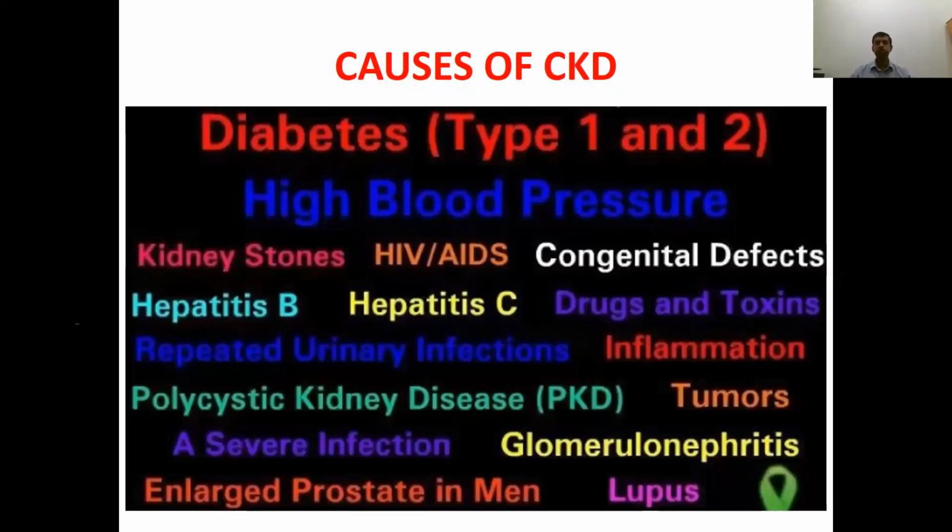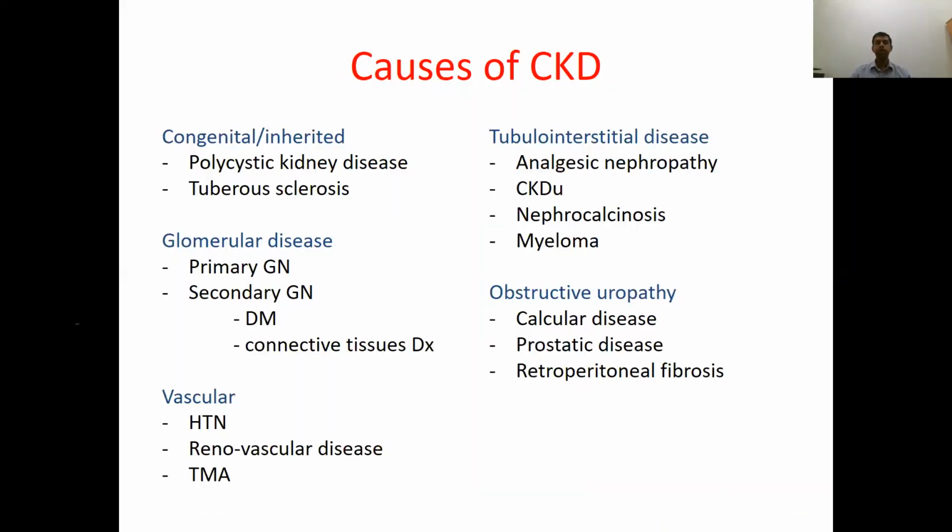Whenever somebody asks you causes of any particular condition, whether it's CKD or anything, you always need to have a categorization. So causes of CKD, you can categorize into congenital inherited conditions, glomerular diseases, vascular causes, tubulointerstitial diseases, obstructive causes, and so on and so forth. So the list is endless. I have only pointed out a few things here, which you are aware of. And I'm not going to go into these causes separately, which will be dealt with in separate lectures in the future.